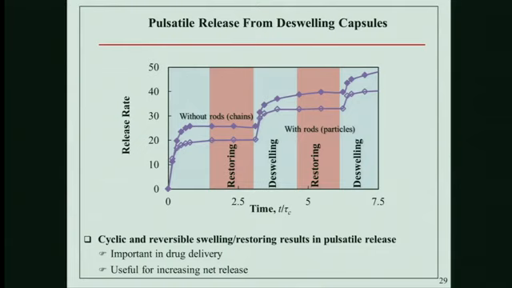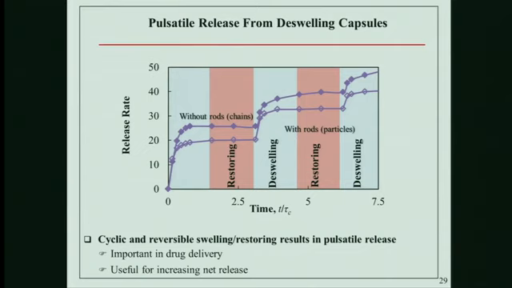So here, that's what we see. We have several cycles when we deswell, then we see no release. This is a pulse of release, no release, then the next pulse of release, then no release, and again. It kind of decreases each time because the concentration inside decreases, but again, we can control it. We know each time what is released.